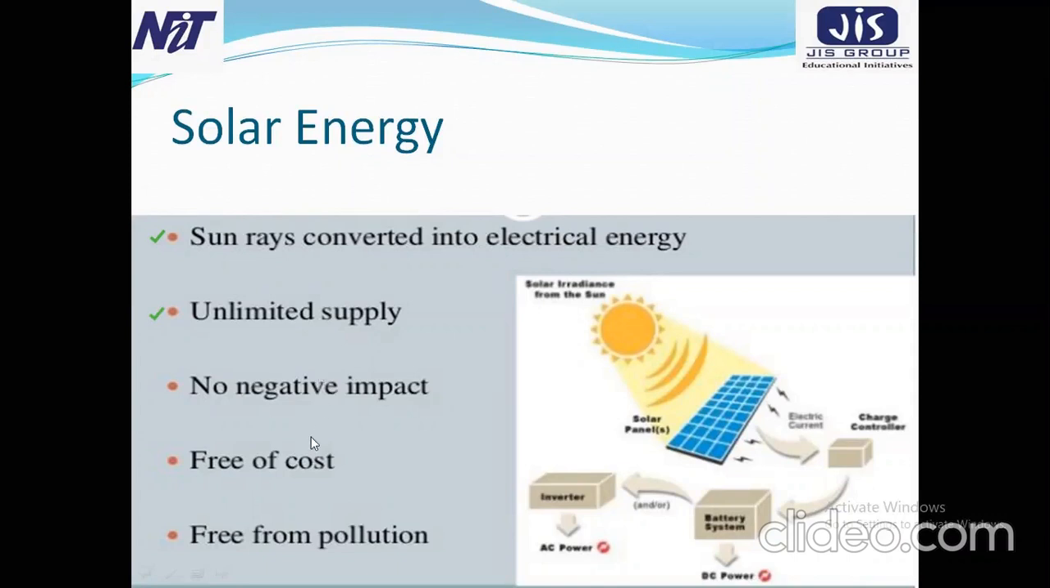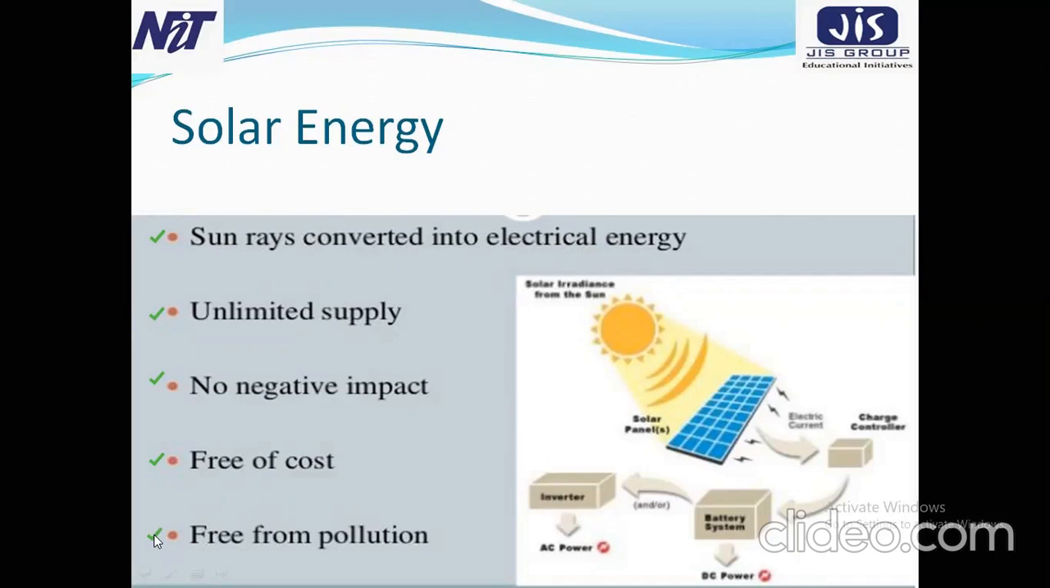The third is no negative impact, because sun rays are obviously good for the world and good for the environment. It is also free from cost, like the last one. The wind power is free from cost. The running cost is totally free for the wind and also for the solar. And the most important part is that it is free from pollution. So both are free from pollution. If you think about the wind, if you think about the solar, both are free from pollution.